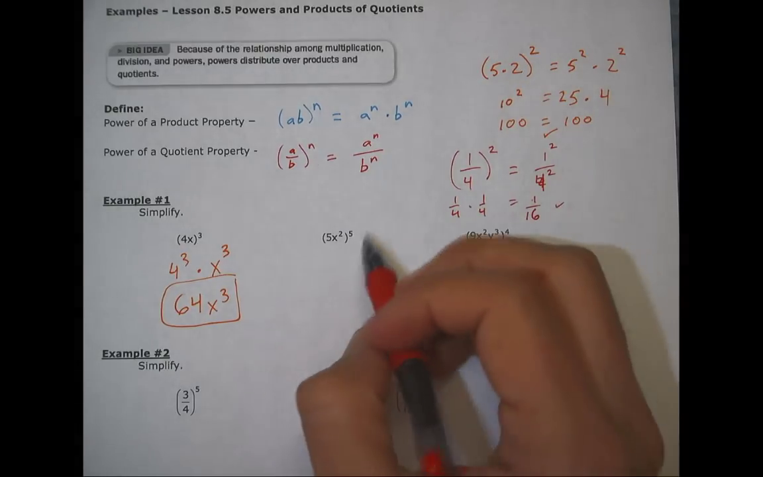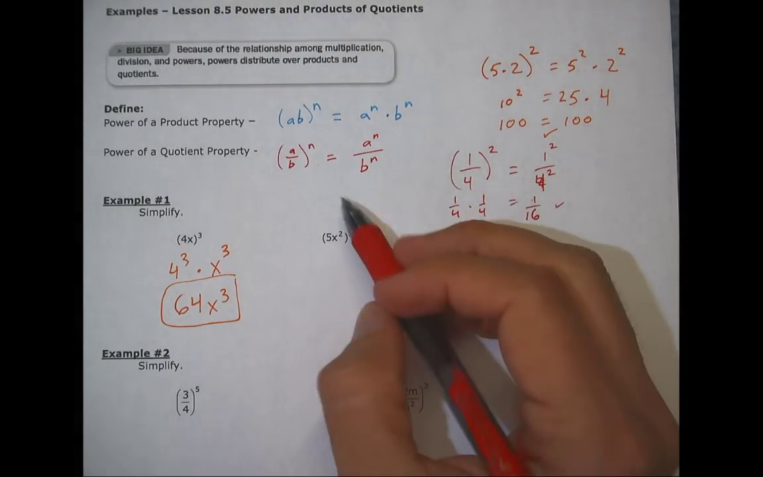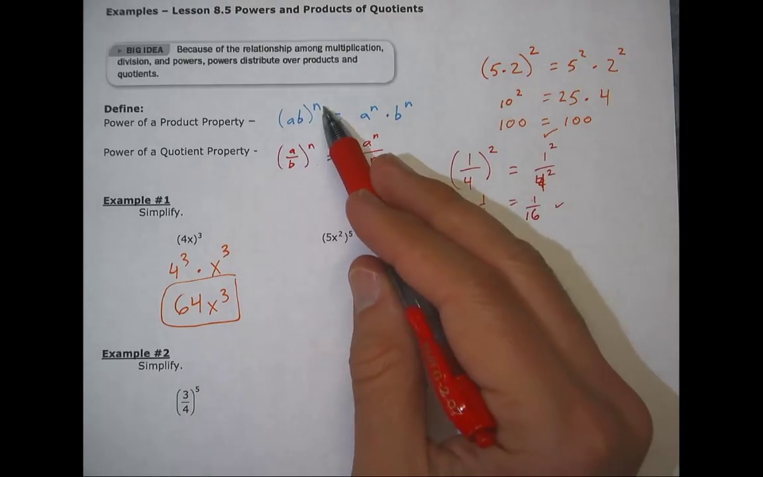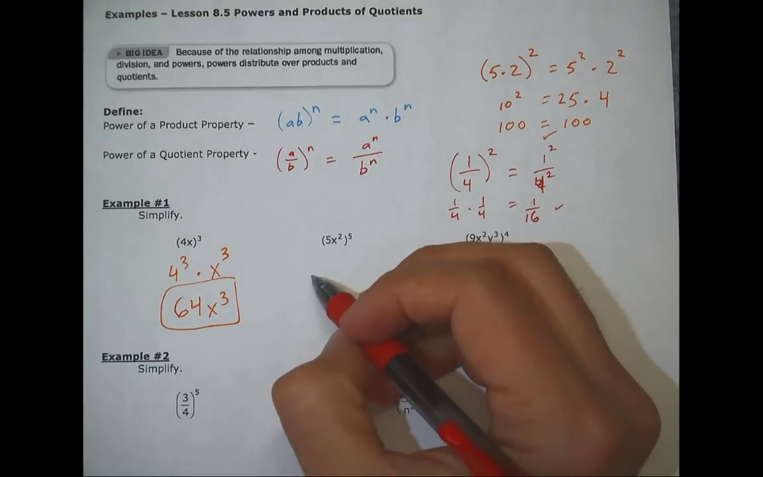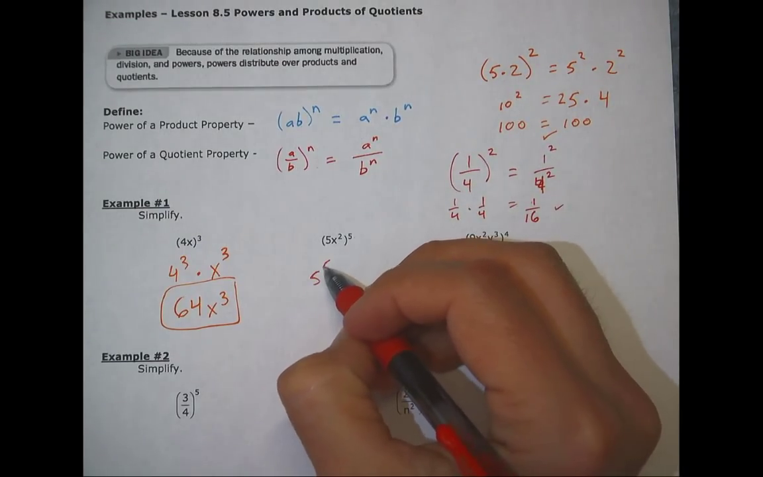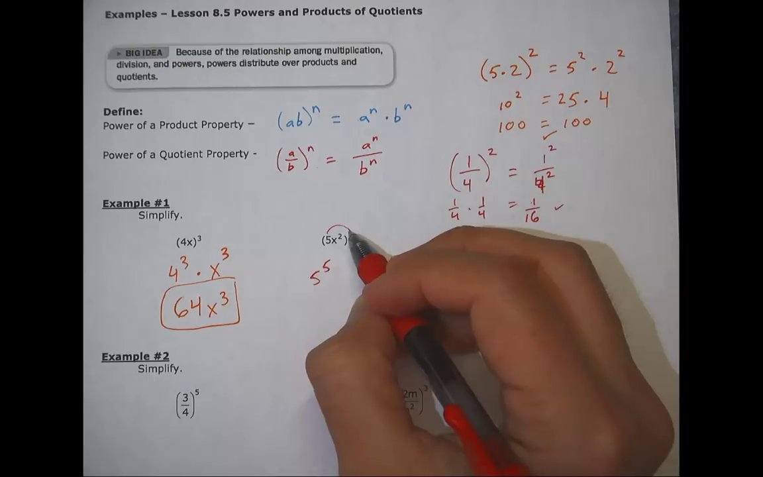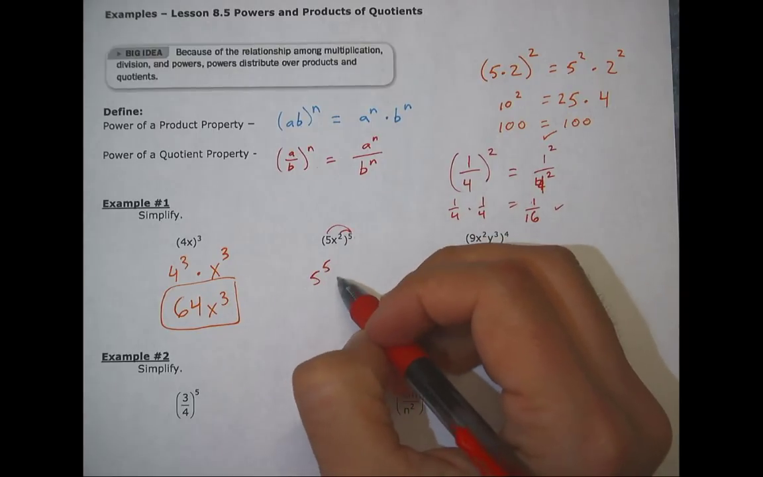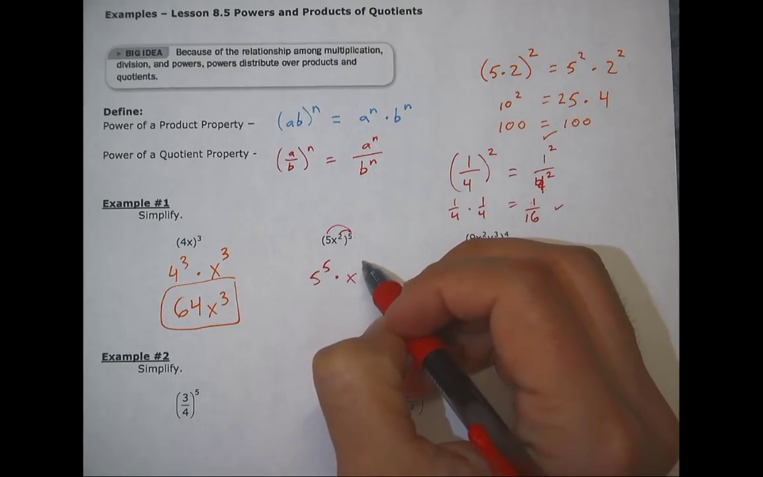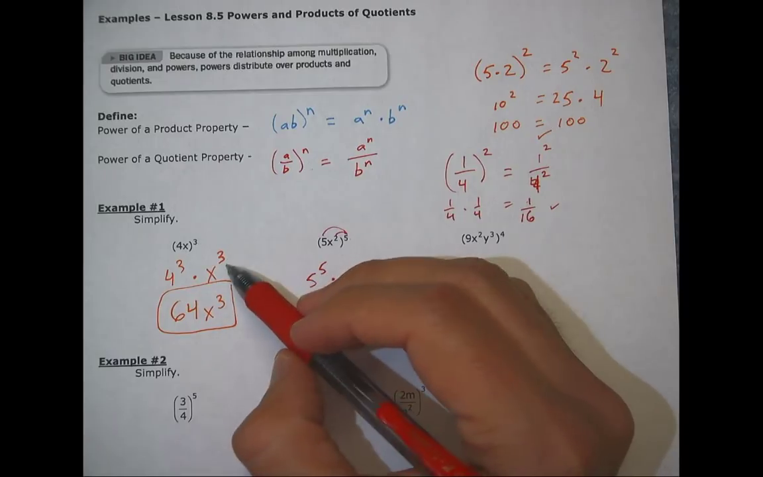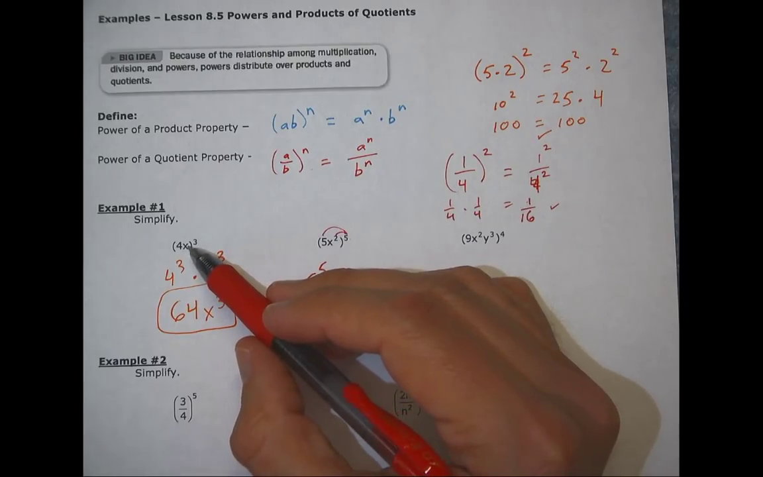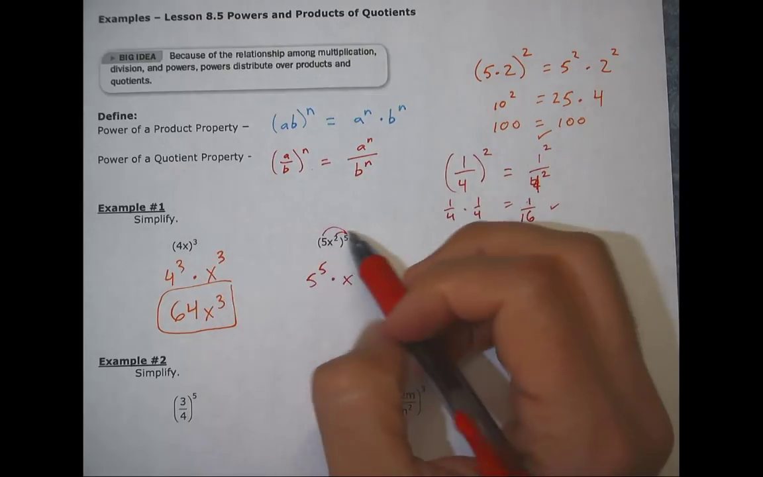How about this one? Same idea. 5 is your a, x squared is your b, and this 5 out here, the exponent, is your n. So I can split them up. 5 to the 5th. So basically you're taking this exponent and bringing it to both of them. So 5 to the 5th times x to the, now right here, this x had a 1. 3 times 1 gave you 3. But sometimes it just looks like, since there's nothing there, that the 3 attaches.